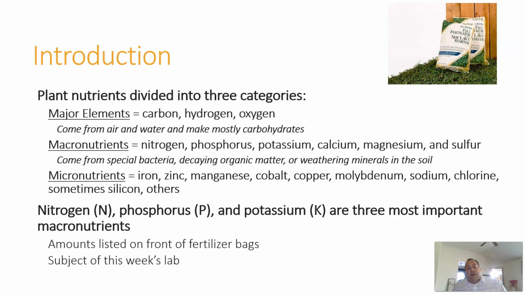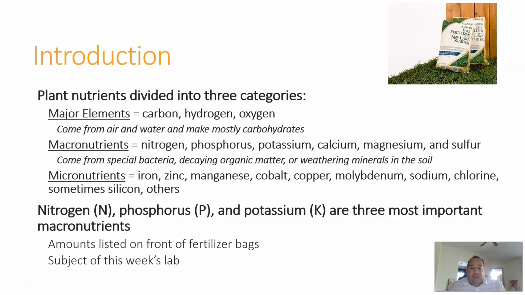So in terms of plant nutrition, or the nutrients in a plant, it's divided into three categories. So you have your major elements. So you have carbon, hydrogen, and oxygen. Those come from the air and the water, and they make up the carbohydrates in the plant.